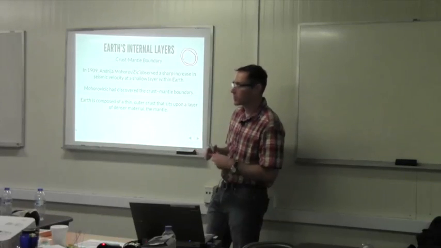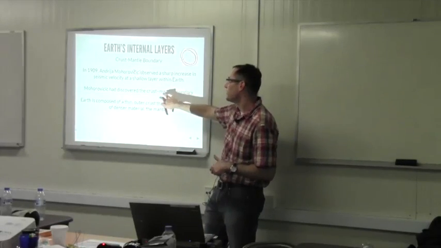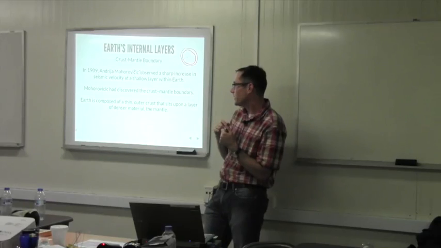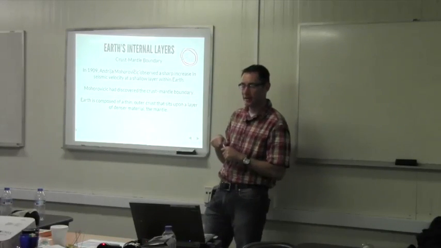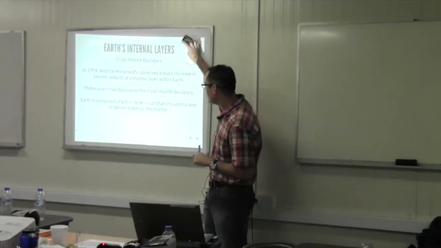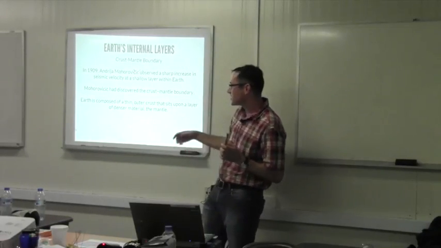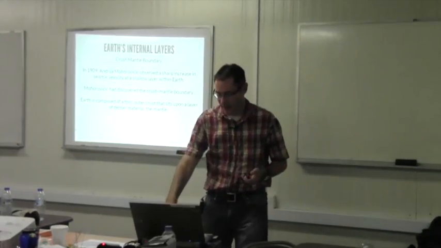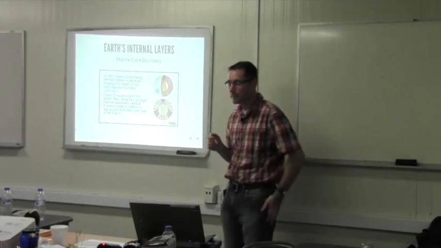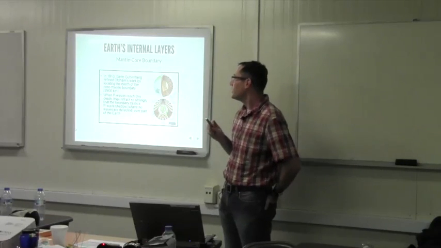And he said he discovered the crust, and they said he discovered the crust-mantle boundary. Okay? The thin outer crust is not very dense. The mantle is much more dense. So we're talking about 1906, then 1909, and we're finding something out about the layers. Here's the mantle-core boundary.